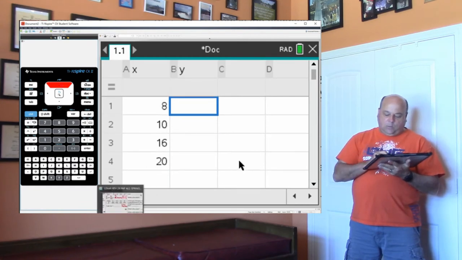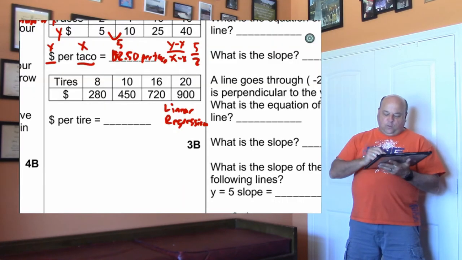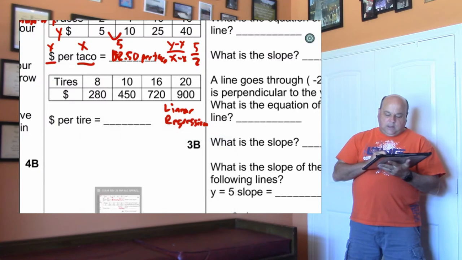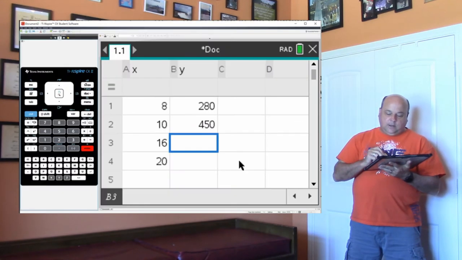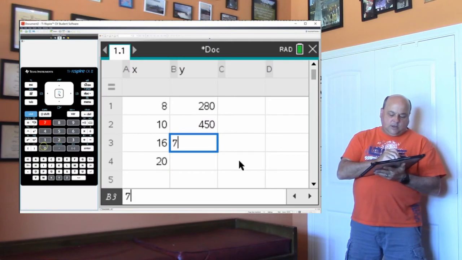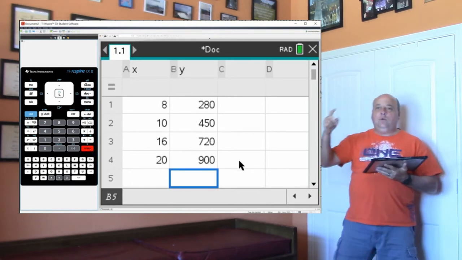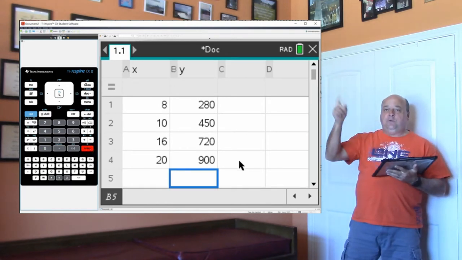And then I'm going to put in my Y's. 280, enter, 450, enter. And then, sorry about that, 720, enter, 900, enter. Okay, so I have my table put in there, right? So you've got to put the table in.